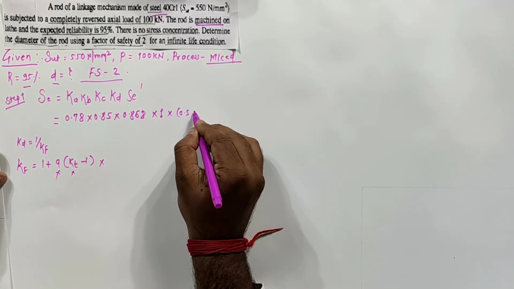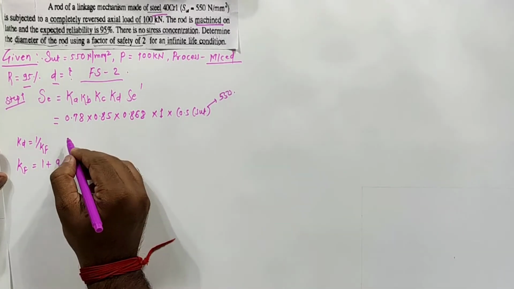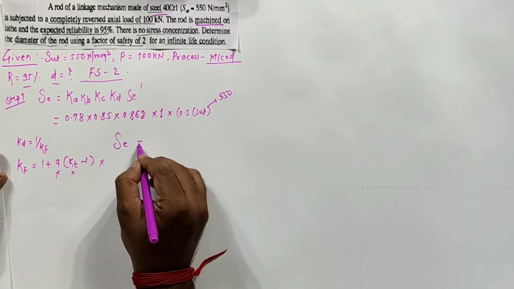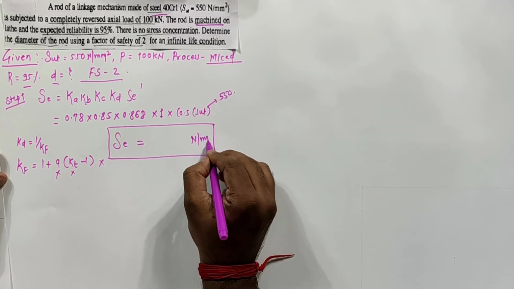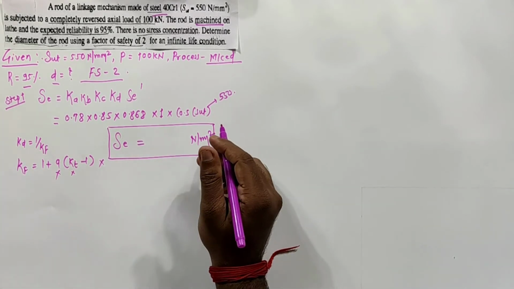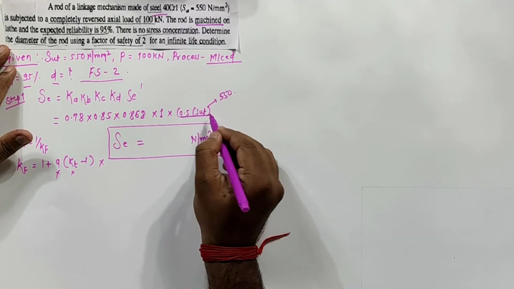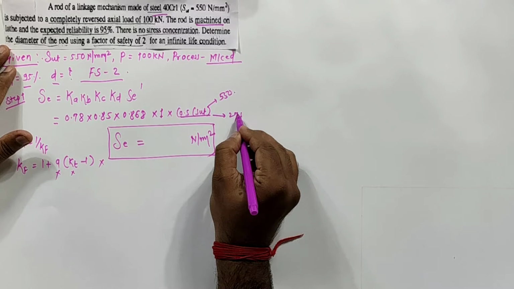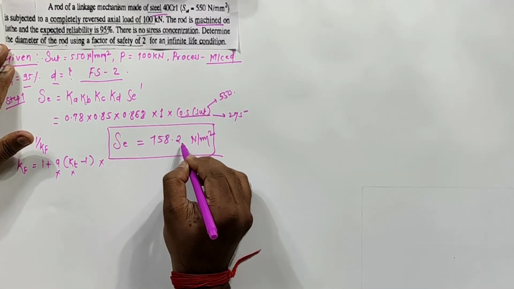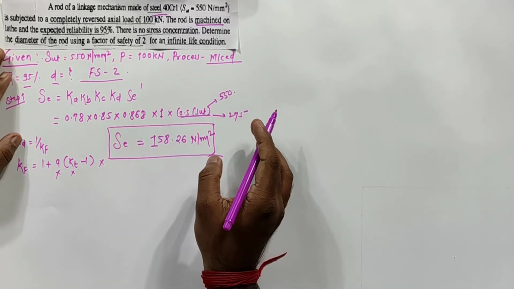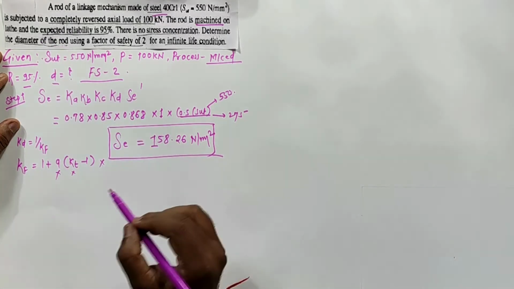Se dash is 0.5 times SUT. SUT is nothing but 550. Correct? So through which I'll get Se, in Newton per mm square, the value of the endurance limit. Se dash is this total value 275, so Se is equal to 158.26, the endurance limit. But they are interested in the diameter of the rod, small d.